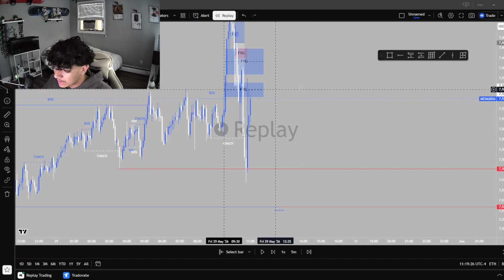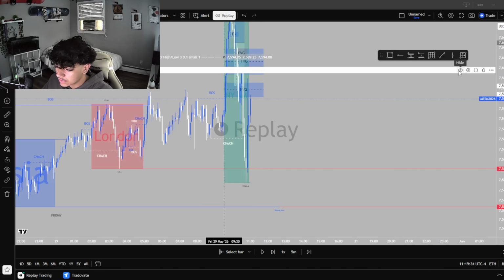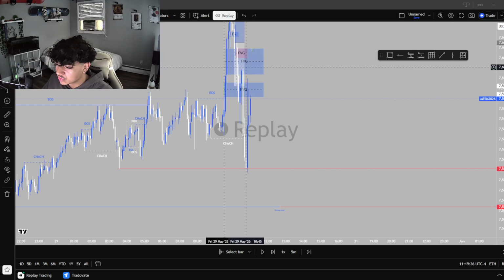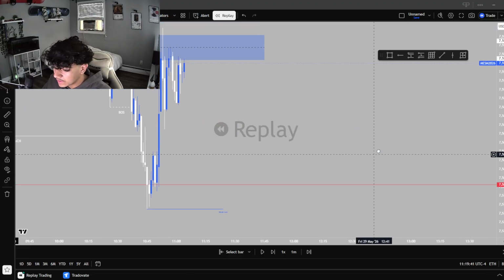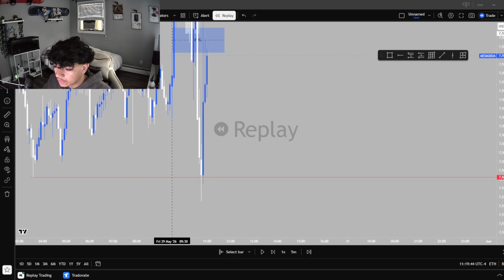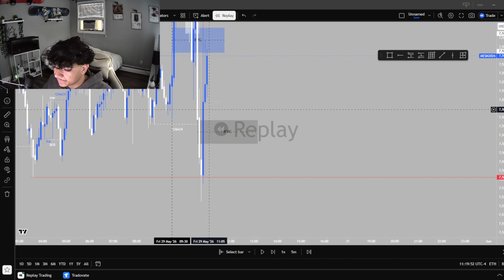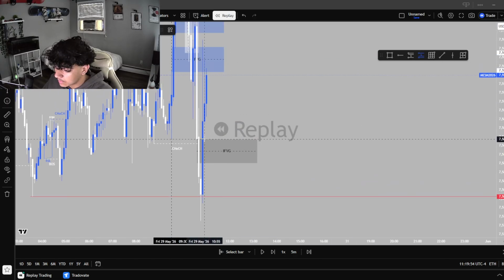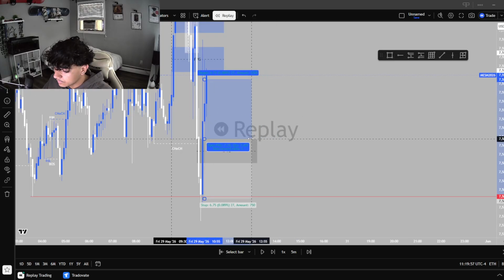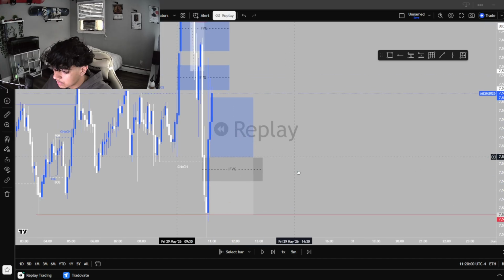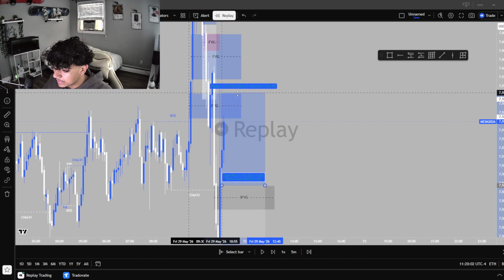And then I could have had a second entry here in longs after we swept out this. What was this? London low. This is my original trade I wanted to take, to sweep out London lows and pump higher. I could have taken this trade here after we inversed this gap. We swept the low, inversed bearish fair value gap, and I would have entered right here long. Stop at the low, and I would have targeted probably up here to this fair value gap.